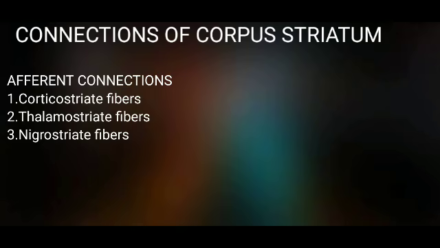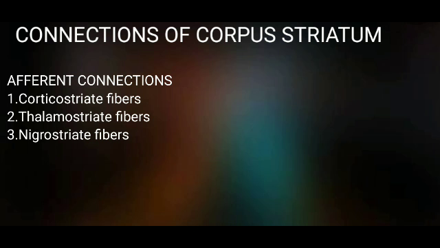Next is the neuronal connections of the corpus striatum. So the corpus striatum has afferent connections and efferent connections. The afferent connections are the corticostriate fibers, thalamostriate fibers, and nigrostriate fibers.